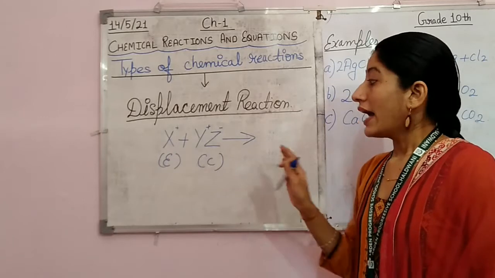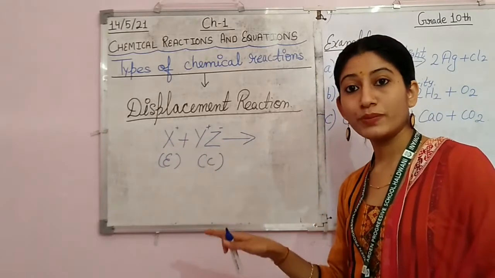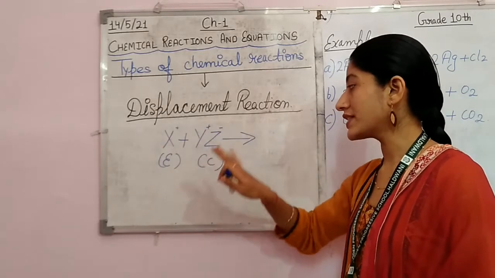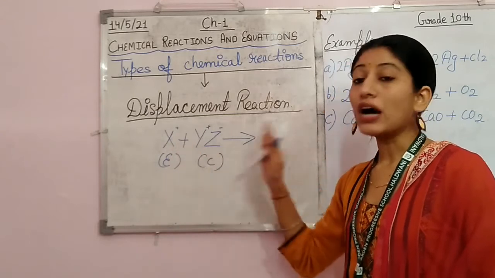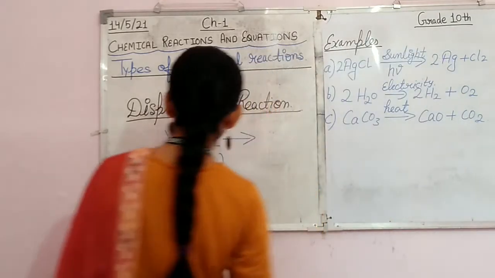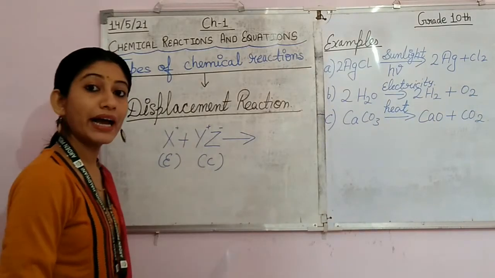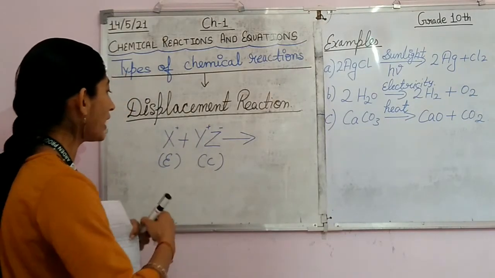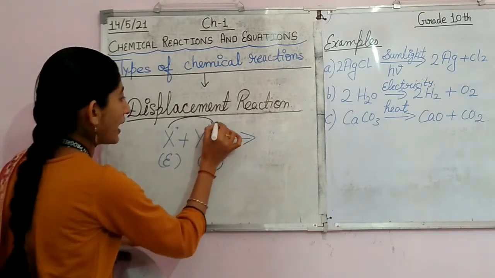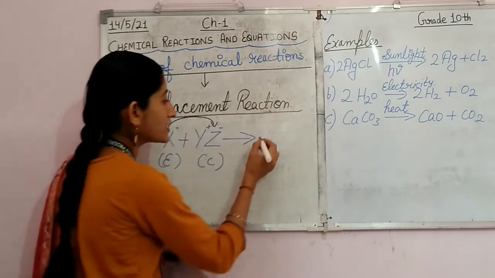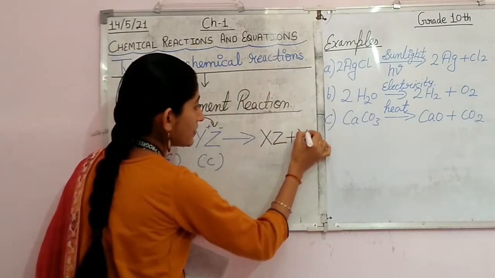Now see, as I told you, this is the element and this is the compound. In the compound the arrangement is like this: this is positive, this is negative. Now let's see how the product will form. X will go and combine with Z, and it forms XZ plus Y.